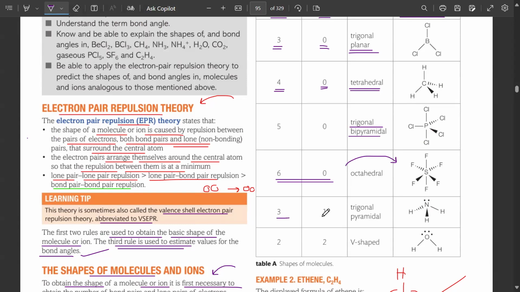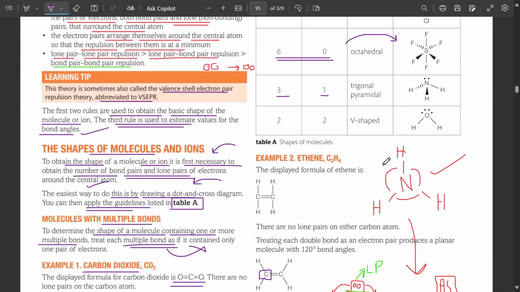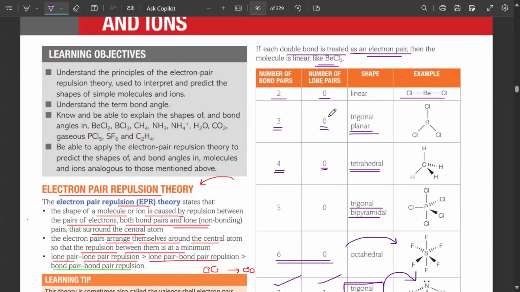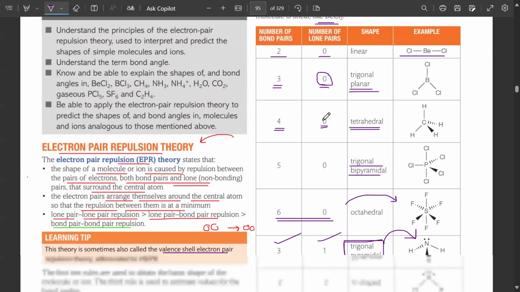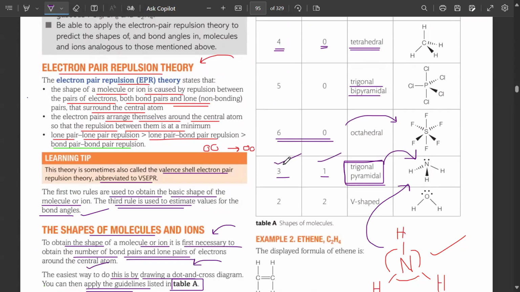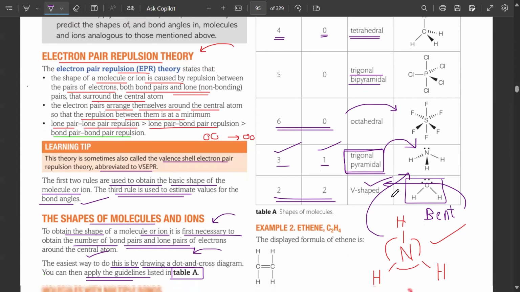Then three bond pairs and one lone pair, like we just did over here, NH3. Three bond pairs, one lone pair. So the shape is going to be trigonal pyramidal. Got it? Trigonal planar is when there are zero lone pairs and three bond pairs. Trigonal pyramidal is three bond pairs, one lone pair. Then we have two bond pairs, two lone pairs, for example in water. We call it a V shape, or in Cambridge, bent shaped. In Edexcel, we call it V shaped.